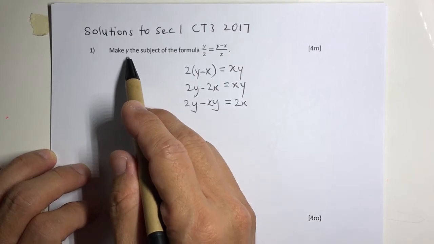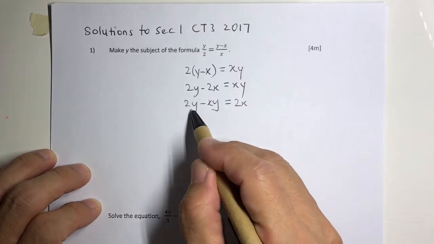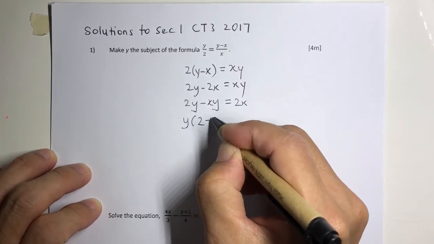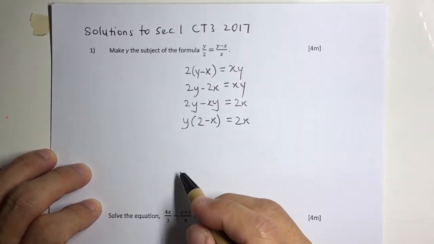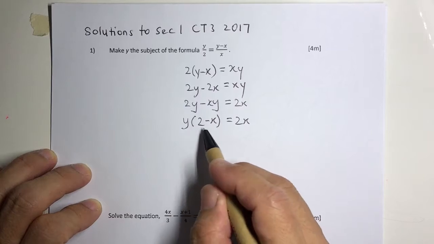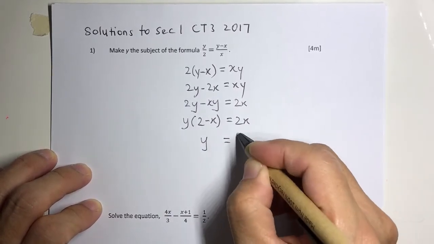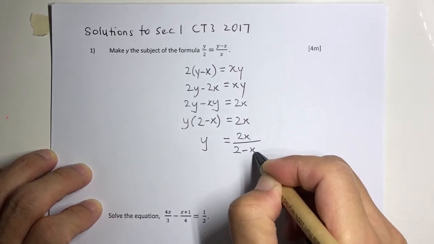Since y is the subject, there can only be one y. Therefore, we need to factorize out so that we get only a single y. Now we remove 2 minus x to get y equals 2x over 2 minus x.